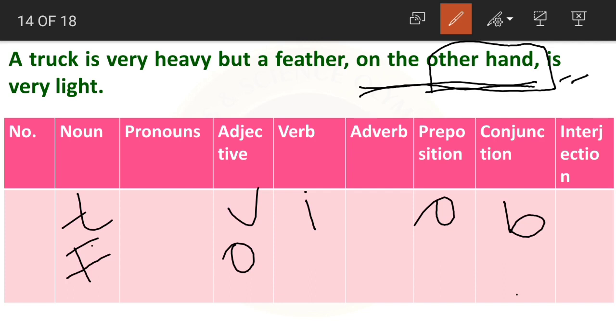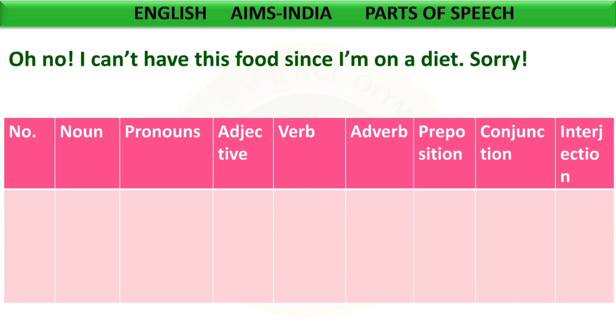"Is" again, what is it here? It is again the verb. Very light becomes again what, children? Adjective. Yes, very light becomes adjective. So this is the sentence. Like this you have to do the other one also.